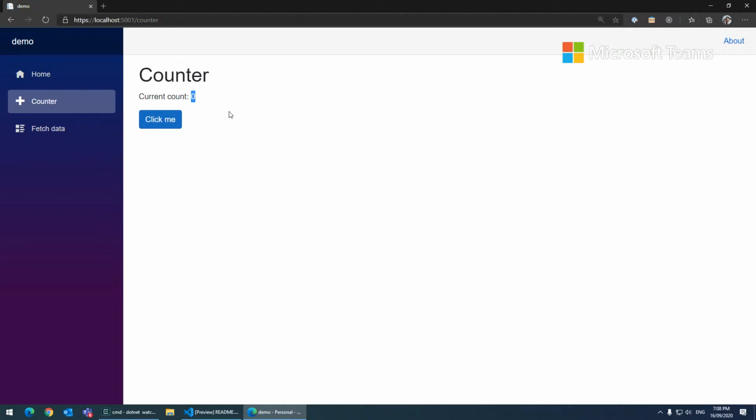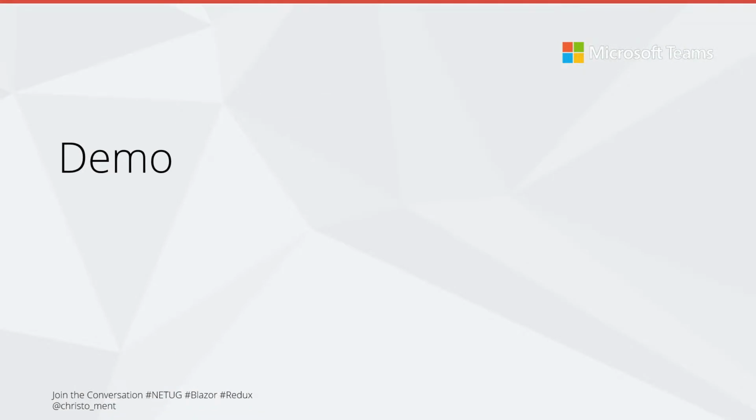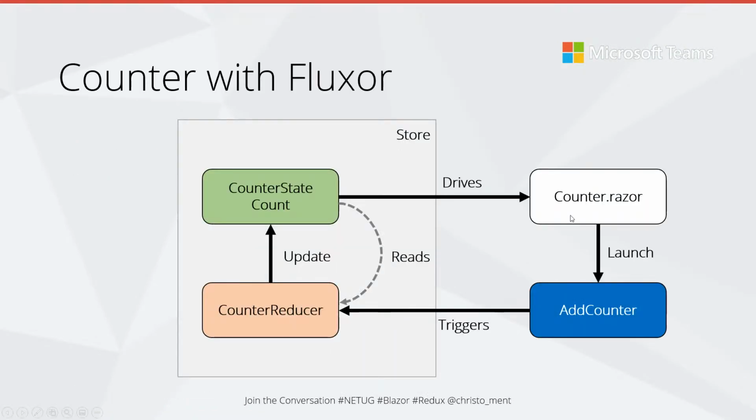So what I want to do in this demo is transform this page to use the Redux pattern. If we go back, I'll show you we want to do something like this. I will create a counter state, which is the state with the integer count. And this count will be displayed in our Counter.razor page. And then whenever we click the Click Me button, we will launch an action called add counter. And this add counter will then be sent to the store, to the reducer.